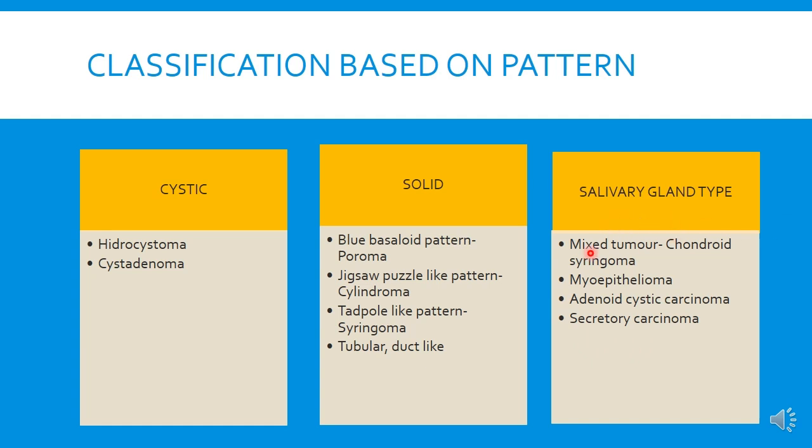And then the salivary gland type of tumor, which is like mixed tumor. Salivary gland type of morphology is seen in mixed tumor, myoepithelioma, adenoid cystic carcinoma, and secretory carcinoma, which basically have the morphology that is seen in salivary gland tumors.